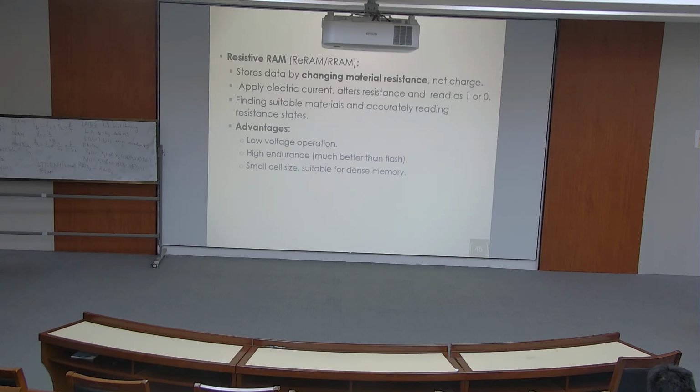Now, the last memory system that we need to talk about in today's class for the new non-volatile memory systems is the resistive RAM, ReRAM in short. So this type of memory stores data by changing the material resistance, but not the charge, and it applies the current, changes resistance, and reads it as 1 or 0.